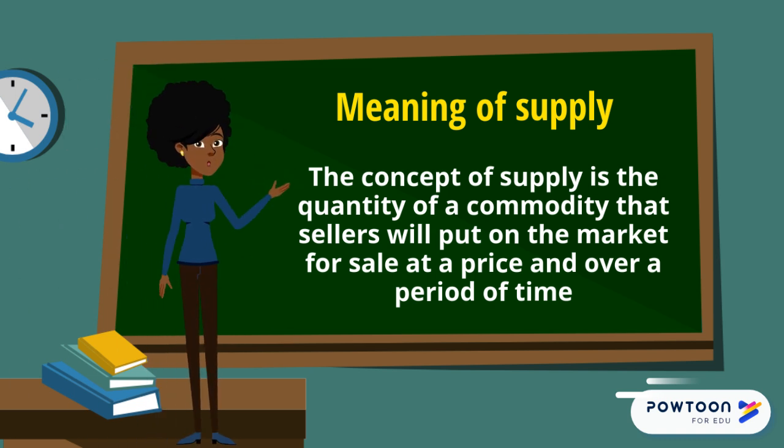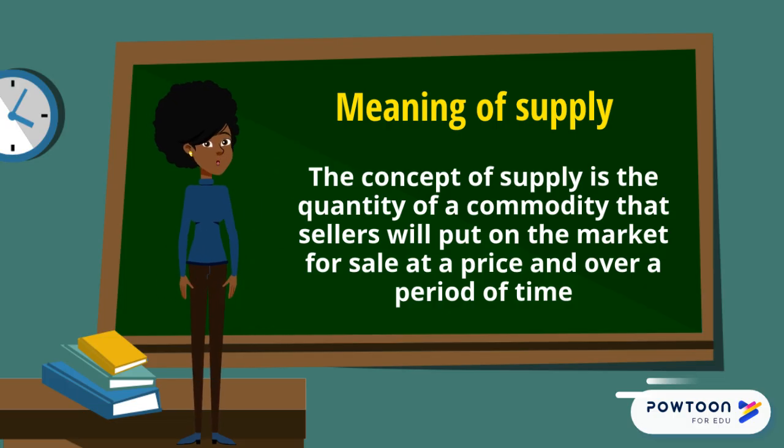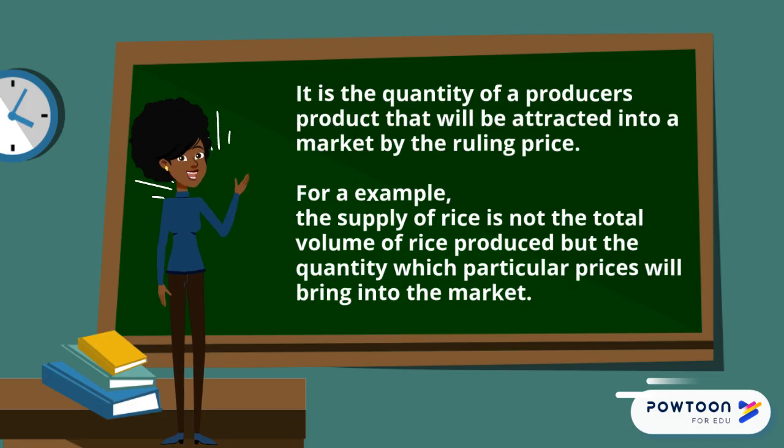The concept of supply is the quantity of a commodity that sellers will put on the market for sale at a price and over a period of time. It is the quantity of a producer's product that will be attracted into a market by the ruling price. For example, the supply of rice is not the total volume of rice produced, but the quantity which particular prices will bring into the market.